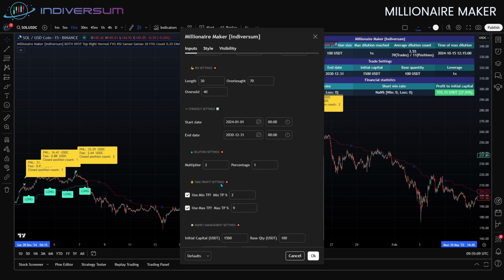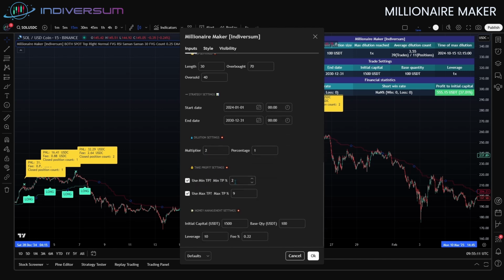Take profit settings. This is where you set your exit strategy. You can define the minimum take profit level, the maximum take profit level. This ensures you lock in profits based on your targets.